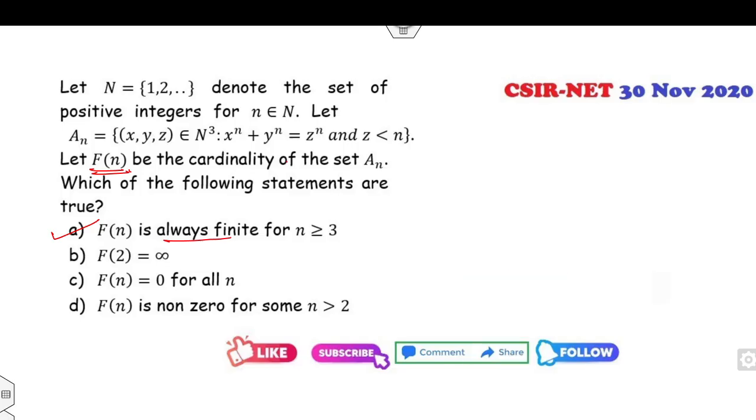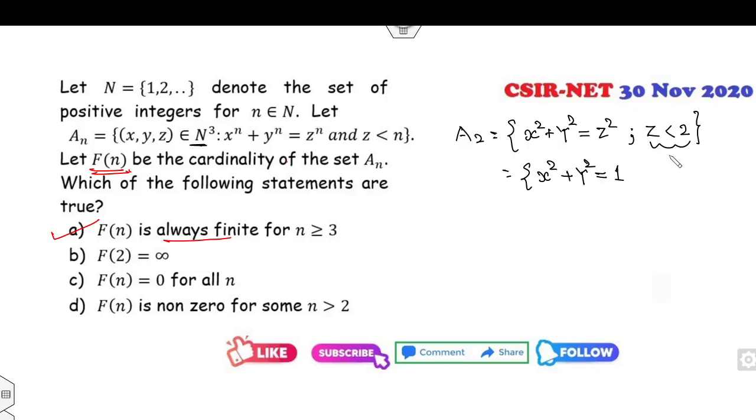Now look at the second option. The second option is F2. That means we need to start with A2. What is A2? x squared plus y squared equals z squared. Yes, it has solutions, but there is one more condition: z is less than or equal to 2 and all these numbers are integers. That means z will be 1. Do you get a solution? Yes, you can get cos and sine, or 1 by root 2 and 1 by root 2. This is a solution, but these numbers are not integers. So can you find any integer solution which satisfies this case? No solution. Therefore, A2 will be empty. Once A2 is empty, the cardinality will be 0. So the second option is cancelled.